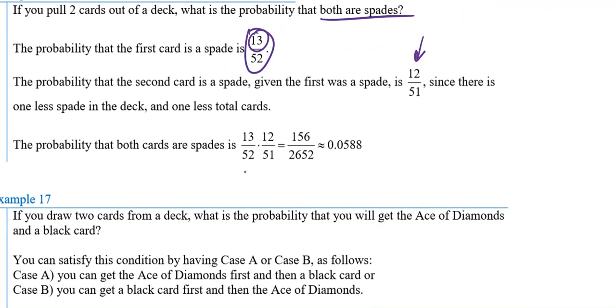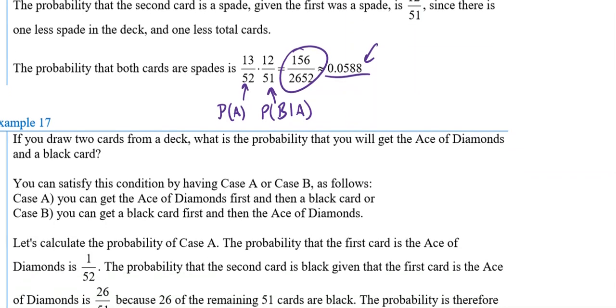We multiply probabilities. Probability of A, and probability of B given A, my bad. Probability of A and probability of B given A. All right, and then multiply those, and we end up with, looks like 5.9%, if you change that to a percentage. All right, another one.